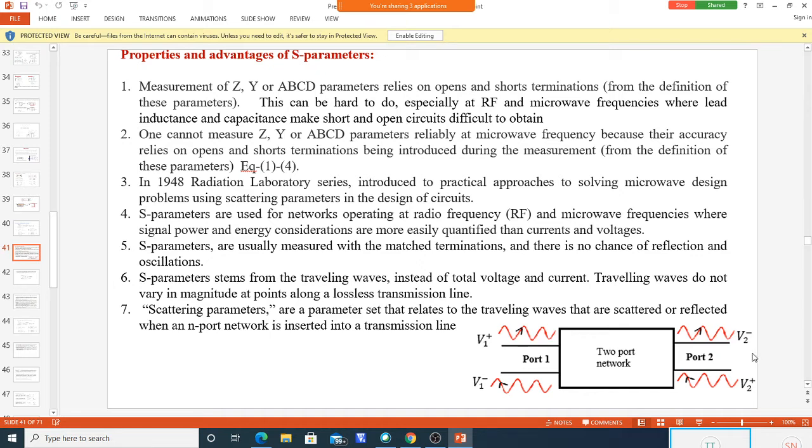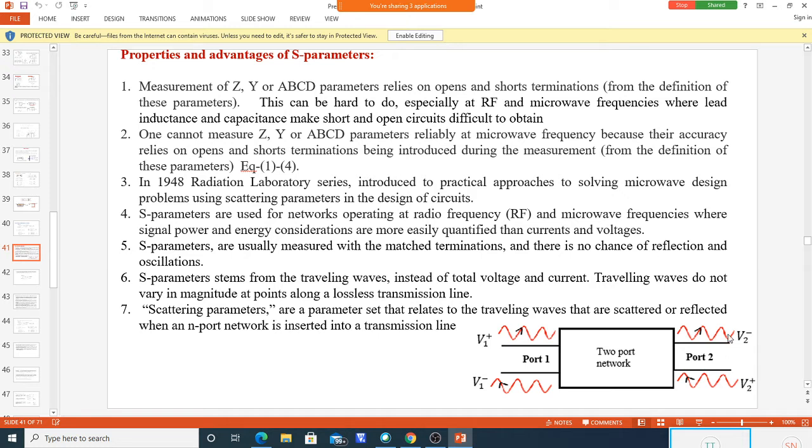That's why availability of short and open is very difficult at RF and microwave frequencies, because of the behavior of wire. A small piece of wire behaves like an inductor and capacitor. We cannot put a perfect short here to measure the Z parameter. That's why we cannot measure the Z parameter at a high frequency, and also Y and ABCD, because they also rely on the short and open circuit at this position.